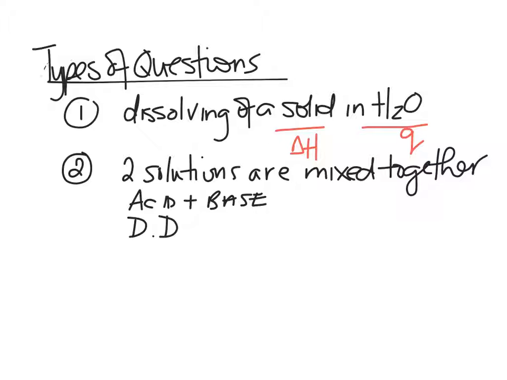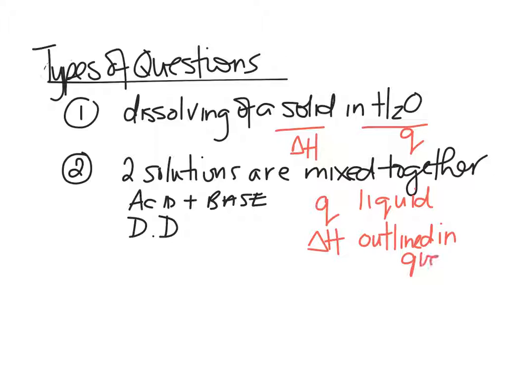So in this case, your Q will be your liquid quantity, but your delta H will be outlined in the question. For instance, it could say, what is the molar enthalpy of neutralization for the base? What is the molar enthalpy of neutralization for the acid? The question will actually tell you what the system is.